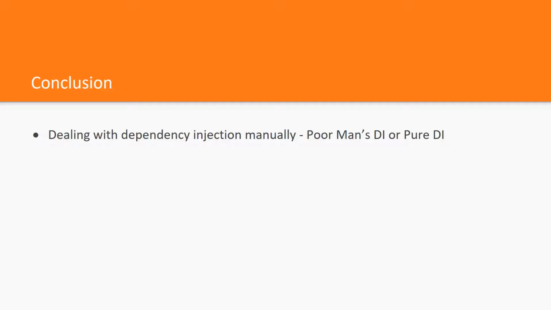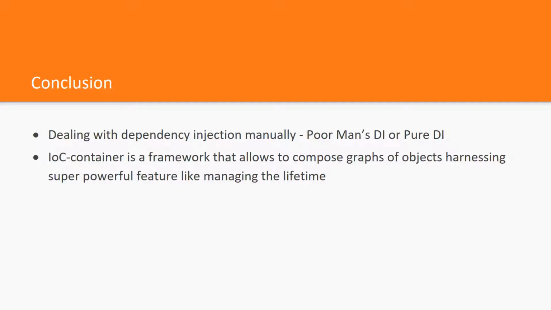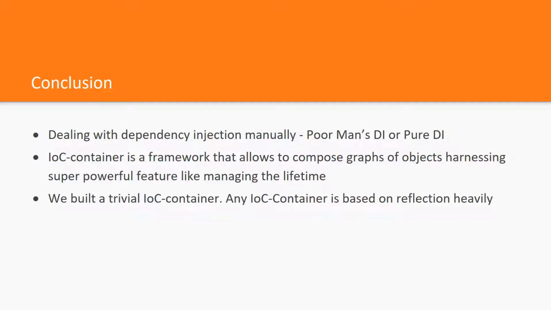Congratulations! You've reached the end of the section. In this section, you learned that dealing with dependency injection manually is what we call poor man's DI, or pure DI. An IoC container is usually a framework that allows composing graphs of objects, harnessing super powerful features like managing the lifetime of those dependencies. On the example where we built a trivial IoC container, you've seen that any IoC container is based heavily on reflection.